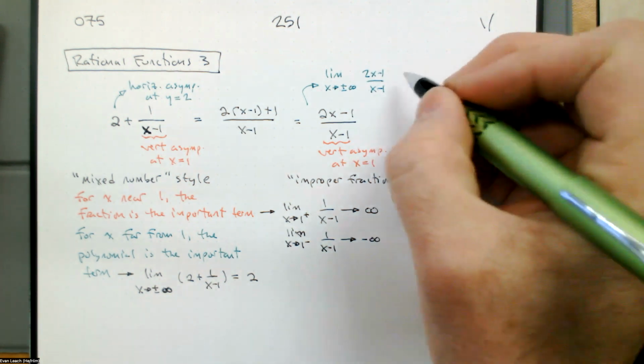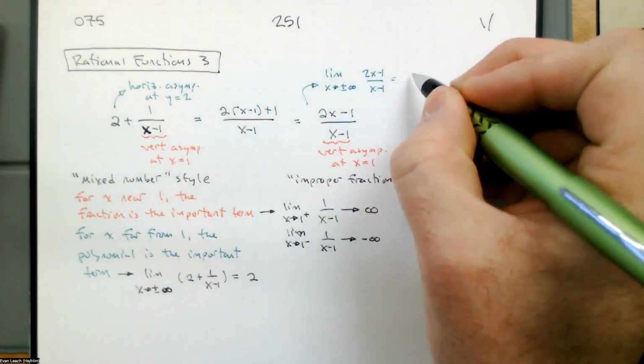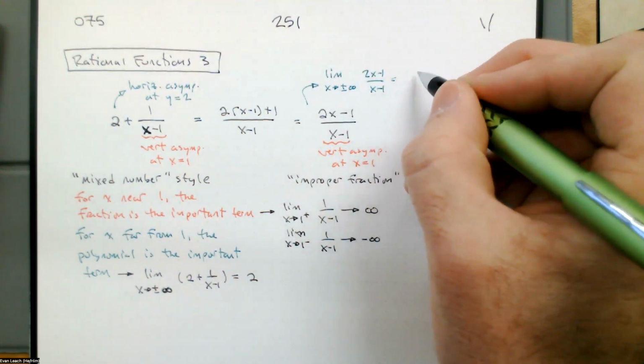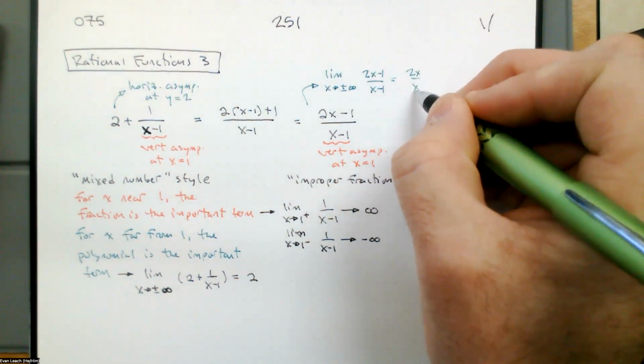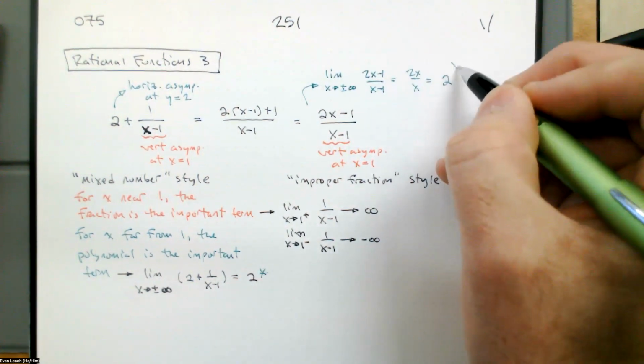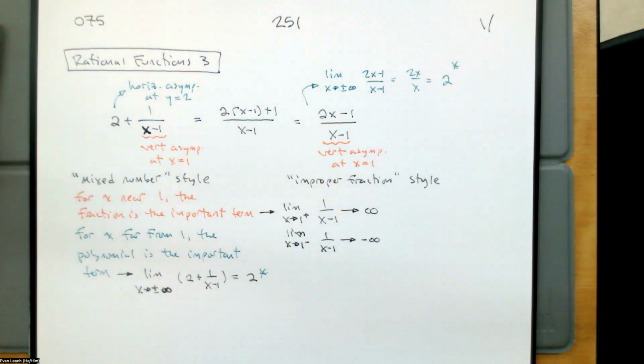But when x is very large, this really is just going to be 2x over x, which is 2. That's not different than what we had before. We're just thinking about it differently. We have to think in terms of this limit rather than just looking at the 2 sticking out and saying, far from 1, 2 is important.